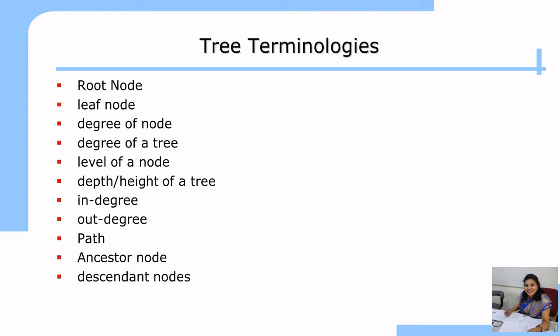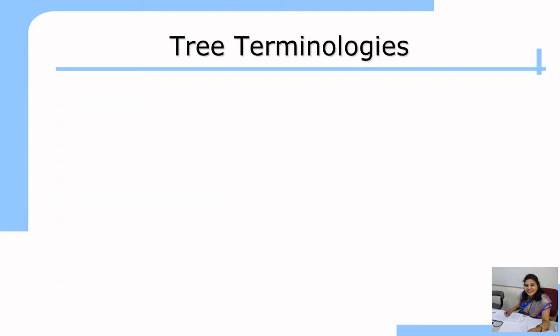Let us understand the tree terminologies. Root node, leaf node, degree of tree, level of node, depth or height of the tree, in degree, out degree, path, ancestor node and the descendant nodes. Let us understand these terminologies one by one.